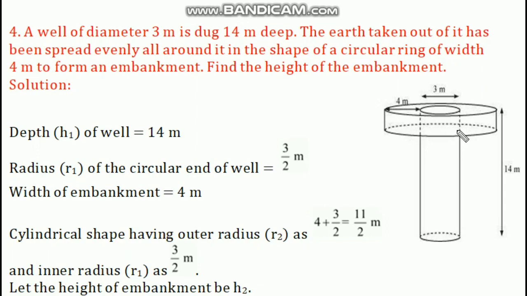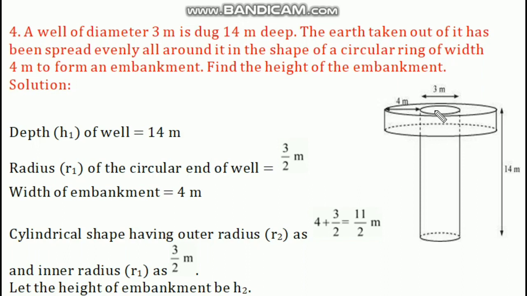Actually, this diagram is given in the question. Actually here we made an embankment by using the mud we dug from the well. Here the width of the embankment is given as 4 meter. We need to find out the height of the embankment. So let's take the height of the embankment be h2 and h1 be the height of the well, and the radius of the well is 1.5 meter. Here the diameter is given as 3 meter, so the radius of the well is 1.5 meter.